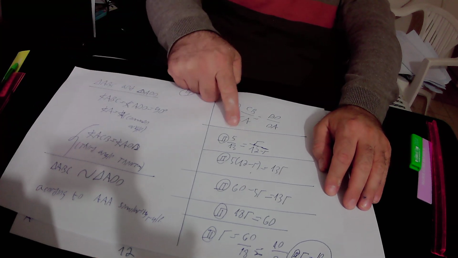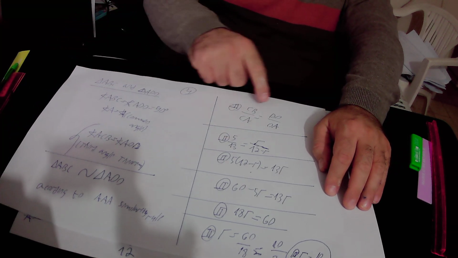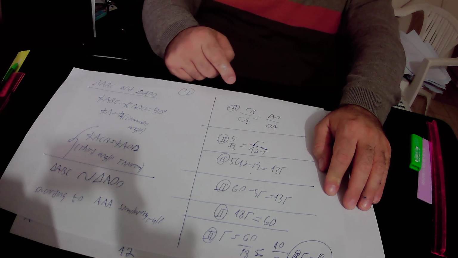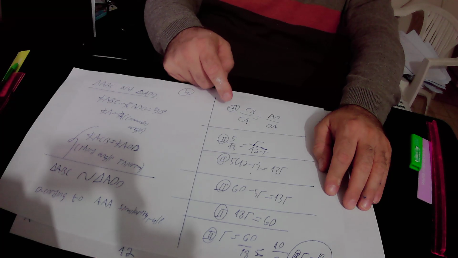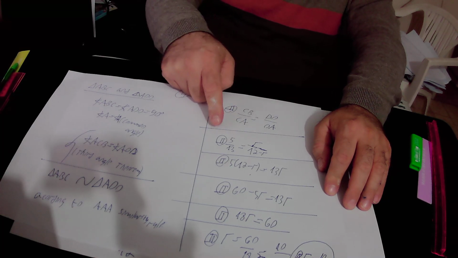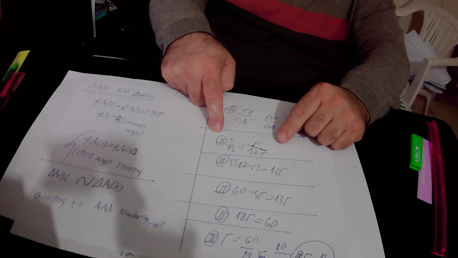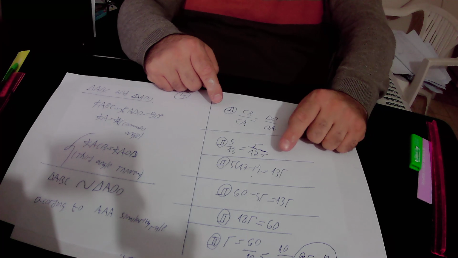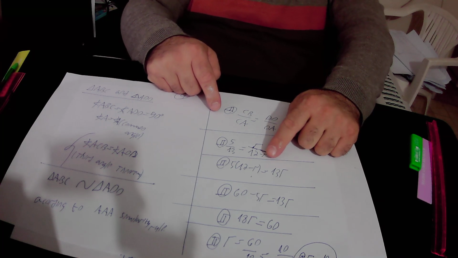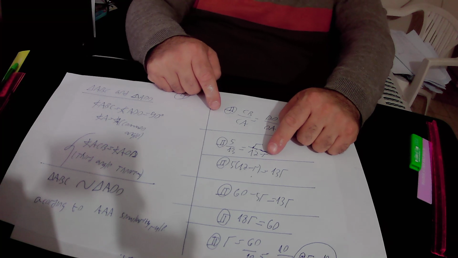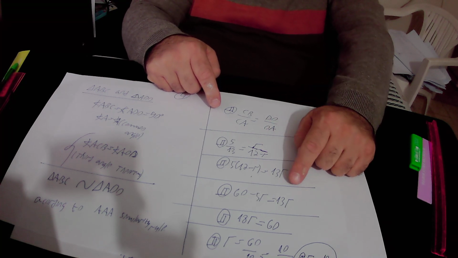CB equals 5 units, CA equals 13 units, DO equals r, and OA equals 12 minus r. So we got this equation: 5 over 13 equals r over 12 minus r. We cross multiply, and we get 5 times (12 minus r) equals 13r. We open the brackets: 5 times 12 is 60, and 5 times minus r is minus 5r.